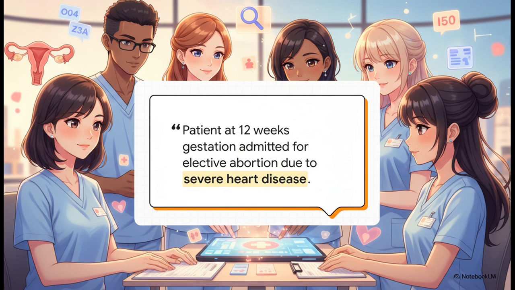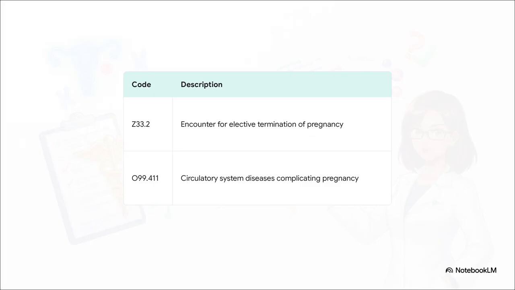Now, look at this example. The really important detail here is the reason for the abortion. It's being done to protect the mother's health due to her severe heart disease. This why is a massive piece of the coding puzzle. So how do you code that? Well, you can't tell the whole story with just one code. You actually need two. First, Z33.2, which is the code for the encounter itself. But then you need a second code, O99.411, to explain why: because a disease of the circulatory system was complicating the pregnancy. You need both to paint the full picture.